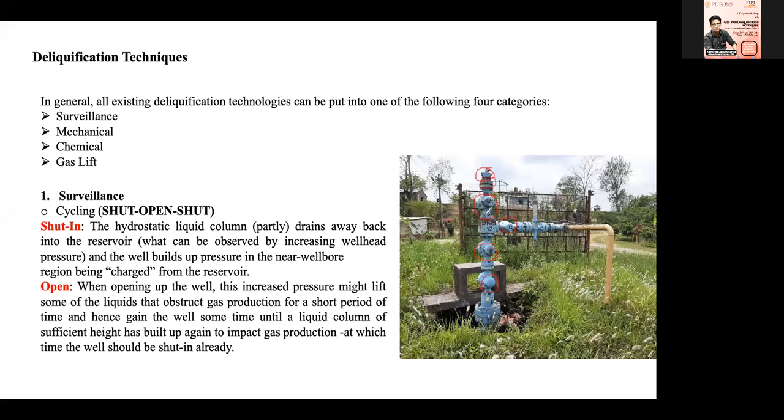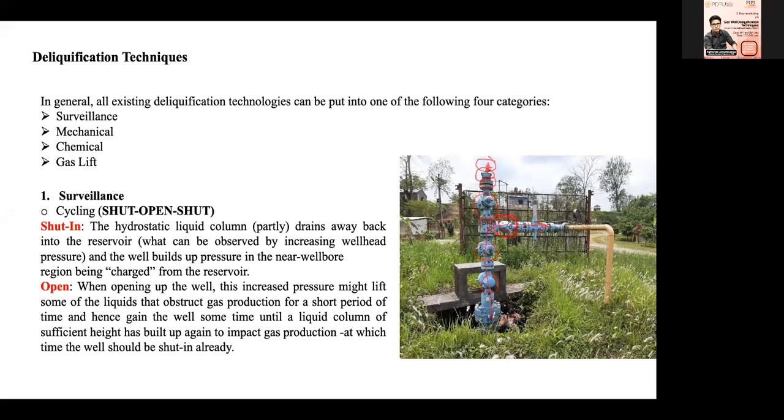So in cycling, first your gas is flowing through your tubing, right? Through this line to the GCS, or your gas gathering station. In cycling, you want to shut your well. You are going to close this flow arm valve. When you close it, some of the liquid column will drain back to the reservoir, which will be observed by an increase in your wellhead pressure. If you put a pressure gauge here, this is your wellhead pressure, you are going to see an increase in the wellhead pressure. And it will charge your downhole, the wellbore.